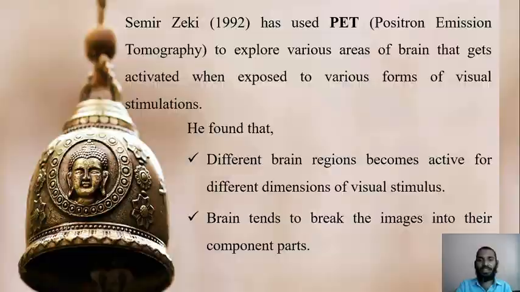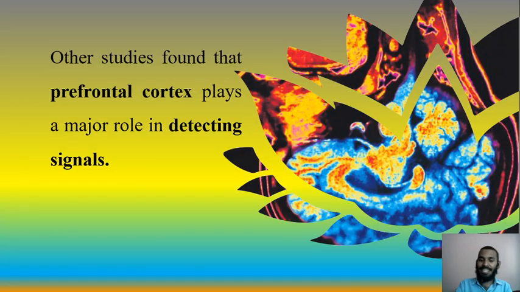When the brain processes a stimulus, it breaks the images into component parts and processes it much better. Other studies found that the prefrontal cortex plays a major role in detecting signals. So in any questions, or anywhere you find in MCQs, you may be asked which brain area plays a significant role in detecting signals. That is the prefrontal cortex. The frontal cortex is also aroused by the ascending reticular activating system.